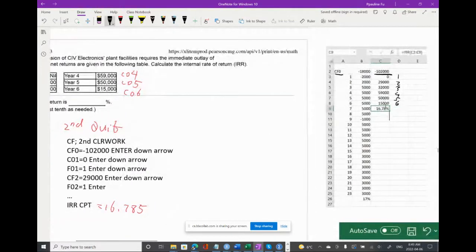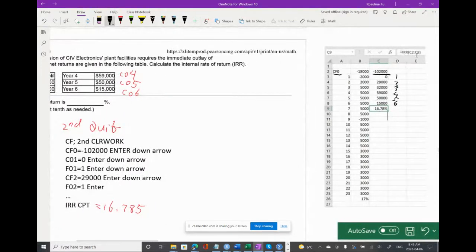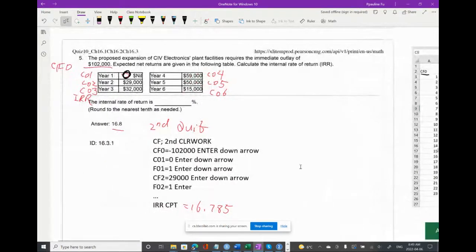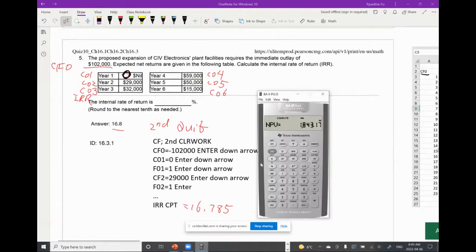And then in this cell, you type in IRR, select the range from C2 to C8. IRR, C2 to C8, and you'll get 16.78%. Okay, so that is the Excel method. Now, the calculator method, use the CF function.